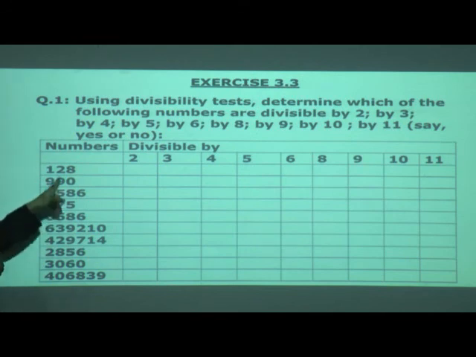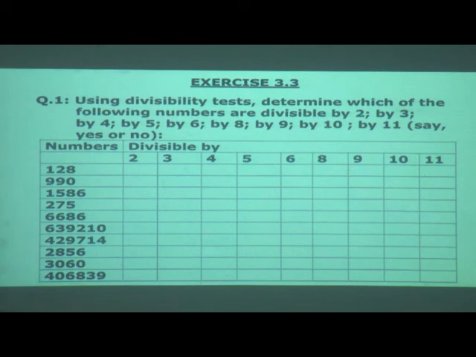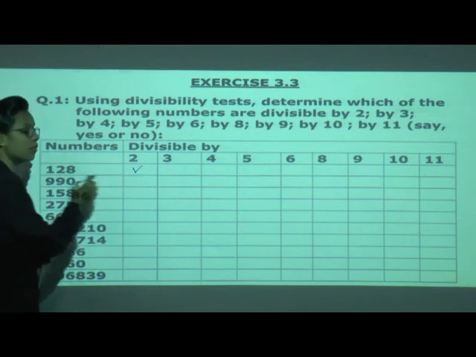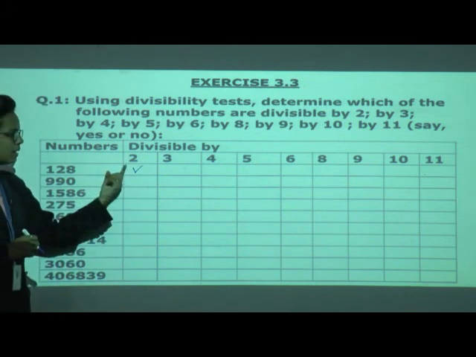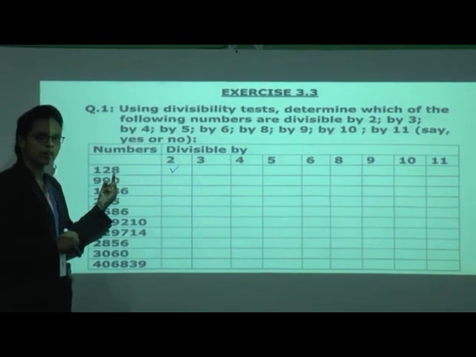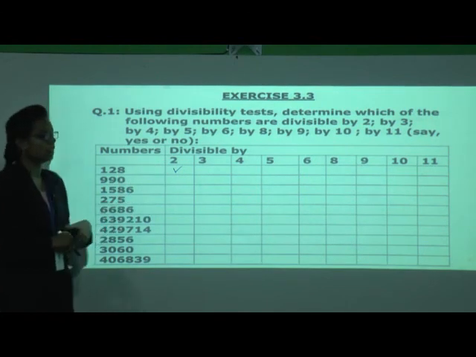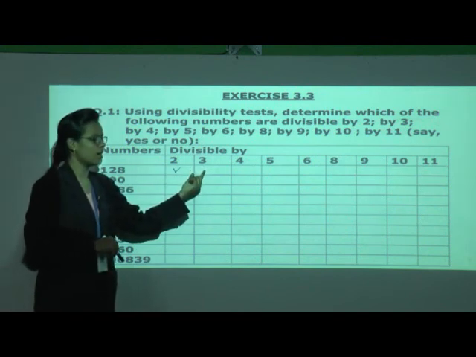We have to find the divisibility of 128. Whether it is divisible by 2? Can any one of you tell me? Yes, it's divisible by 2. Why? Because we have 8 in its ones place. So the number 128 is divisible by 2 because we have 8 in its ones place, which satisfies the rule of divisibility by 2.